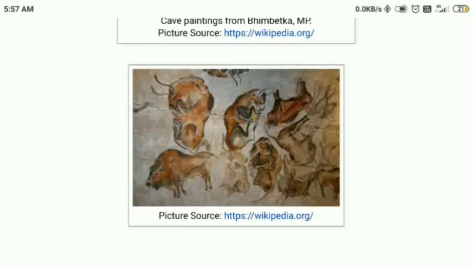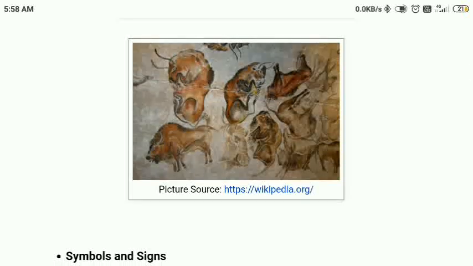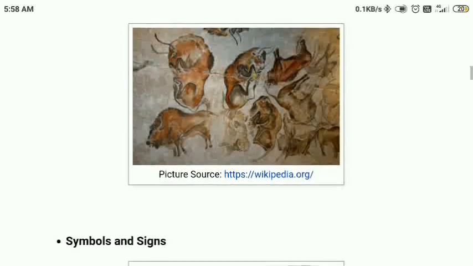Similarly, we have another picture here. Whatever they saw, the animals, they created pictures of them. So that is how they first used to exchange the knowledge or information, whatever they had. They started drawing or making pictures. They started making paintings.